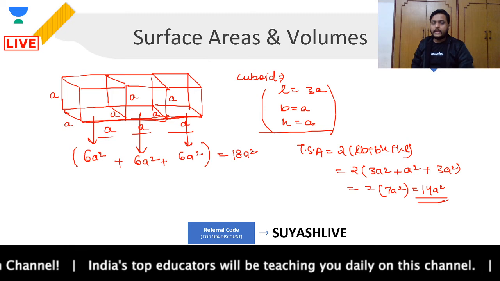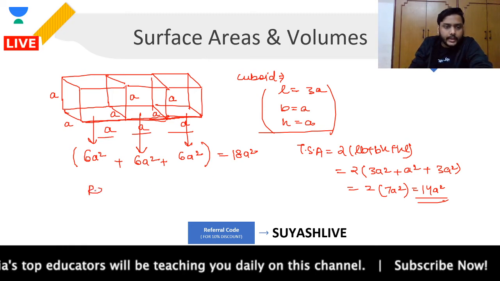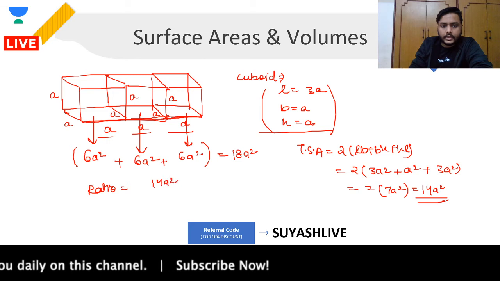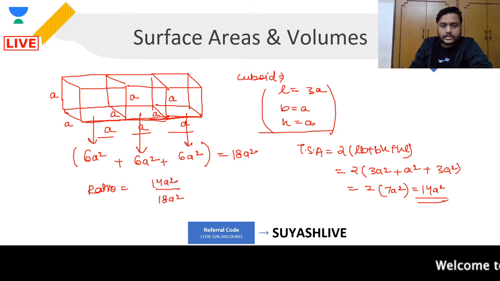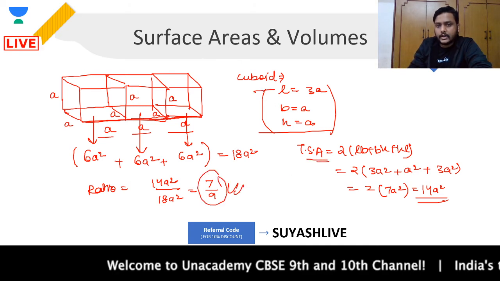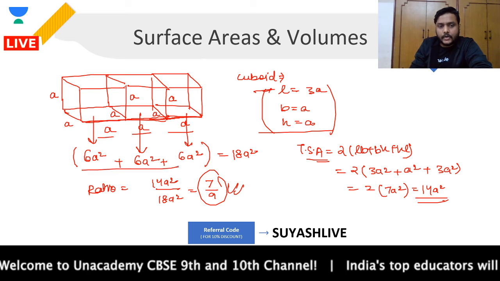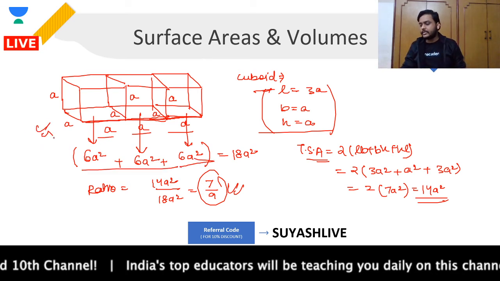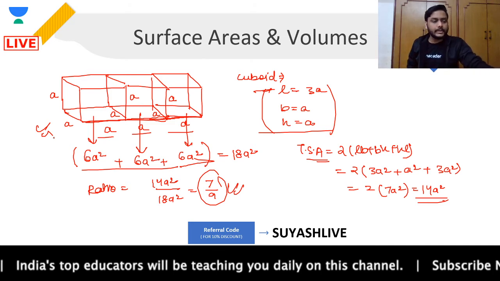Are we clear? And now guys, if I want to find out the ratio, what will be the ratio? Ratio will be 14A square upon 18A square. That will simply give me 7 upon 9. This is the ratio of the total surface area of the cuboid to the sum of the total surface area of these three cubes. Are we clear with this or not? Every student out there guys, please respond.